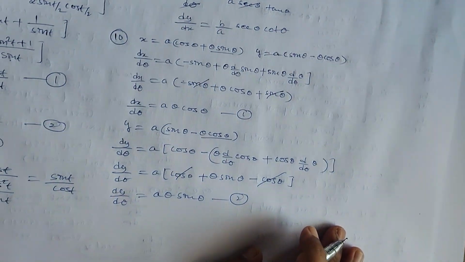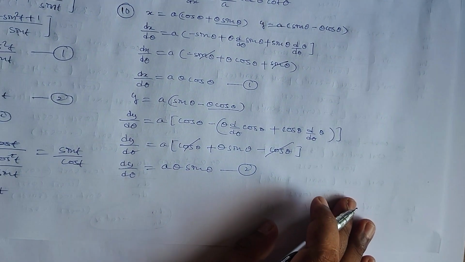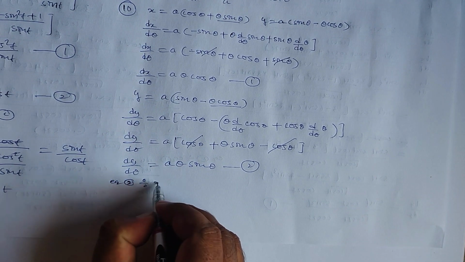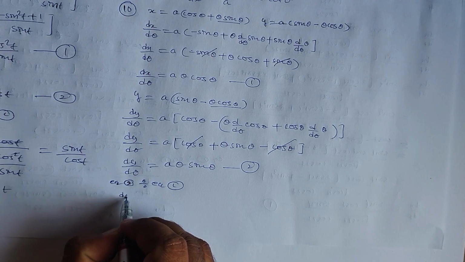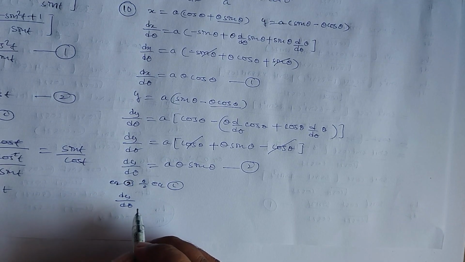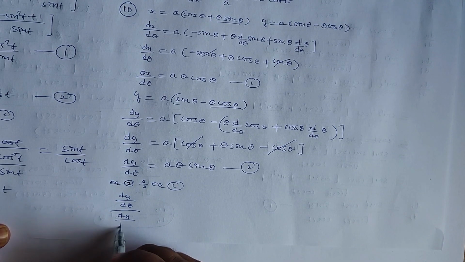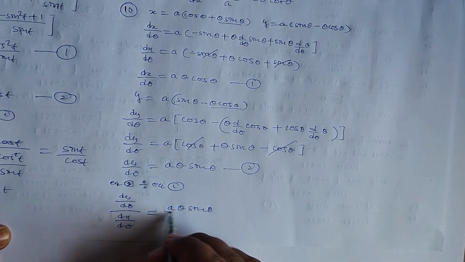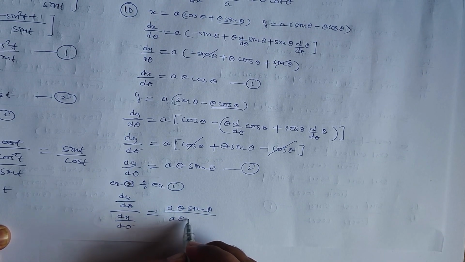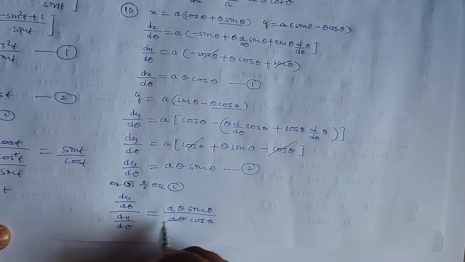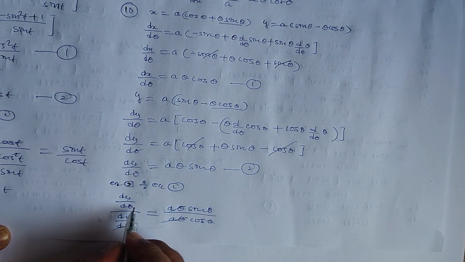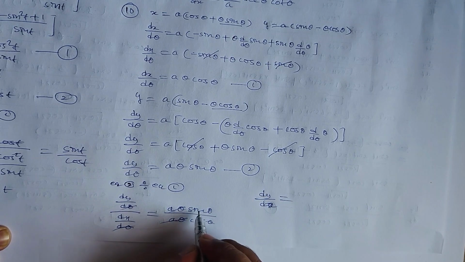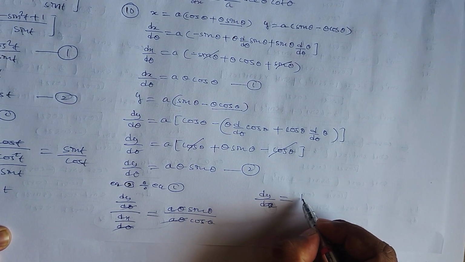Right. Equation number 2 divided by equation number 1. What is equation number 1? dy by d theta divided by dx by d theta. It becomes a theta sin theta divided by a theta cos theta. Here a theta cancels, so d theta cancels, and dy by dx is equal to sin theta by cos theta, which becomes what? Tan theta.